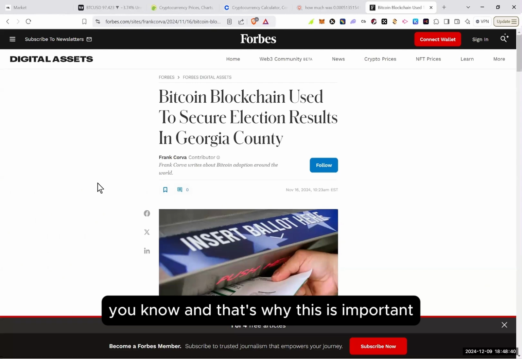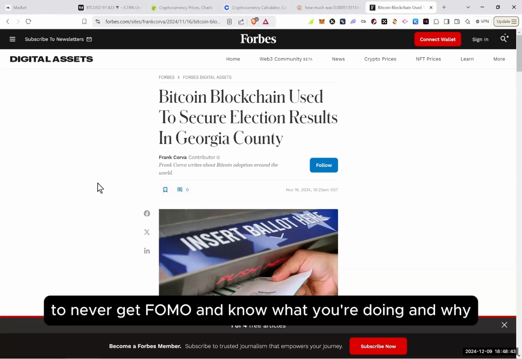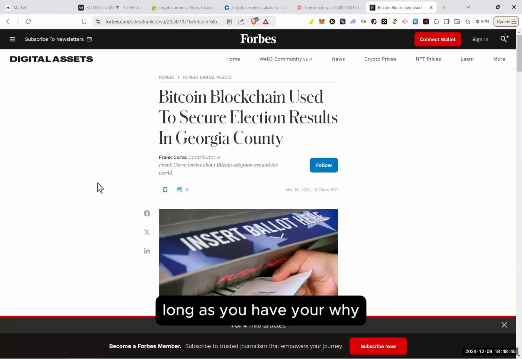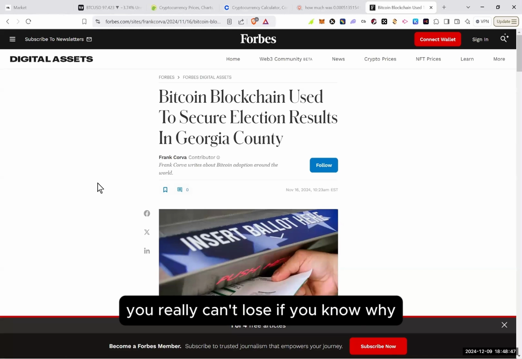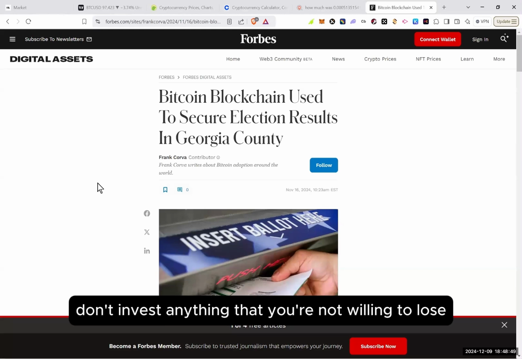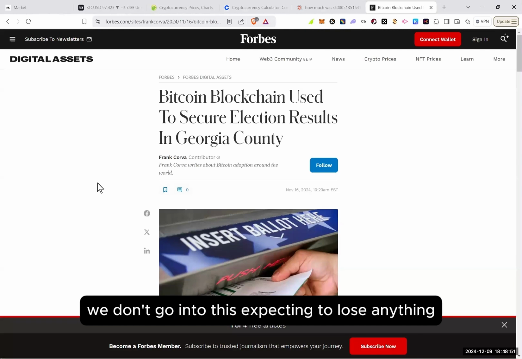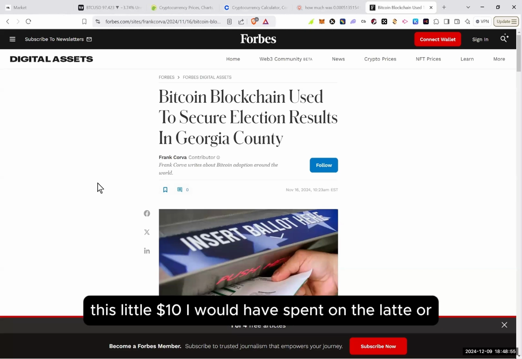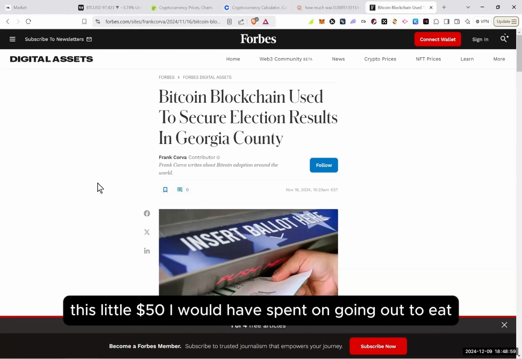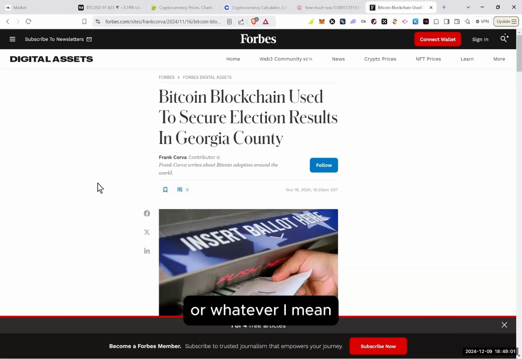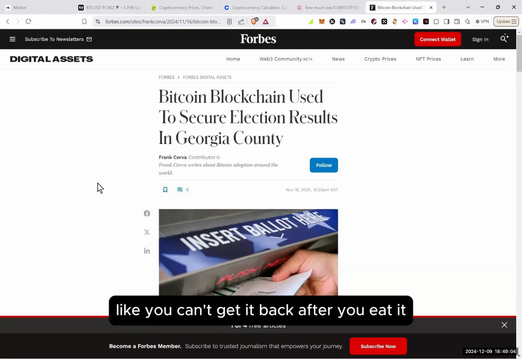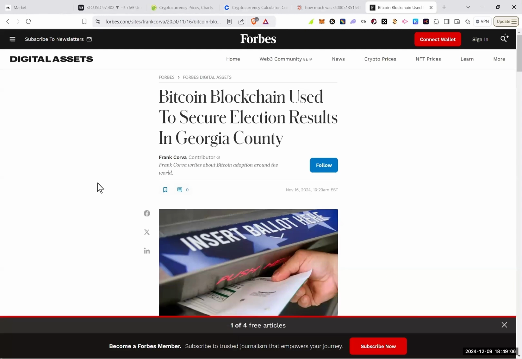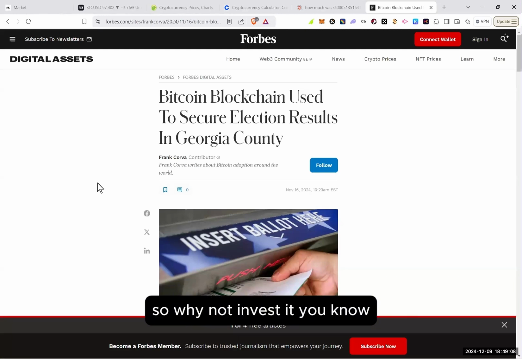And that's why this is important to never get FOMO and know what you're doing and why. As long as you have your why, you really can't lose if you know why. That's why I always say don't invest anything that you're not willing to lose. We don't go into this expecting to lose anything, but this little $10 I would have spent on a latte, or this little $50 I would have spent on going out to eat or whatever. I mean, you can't get it back after you eat it. So why not invest it?